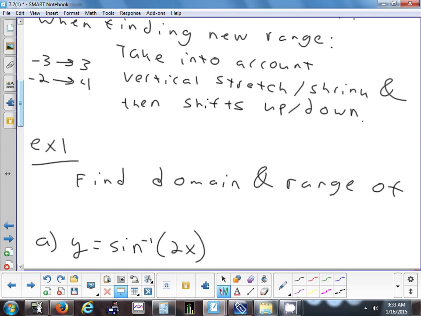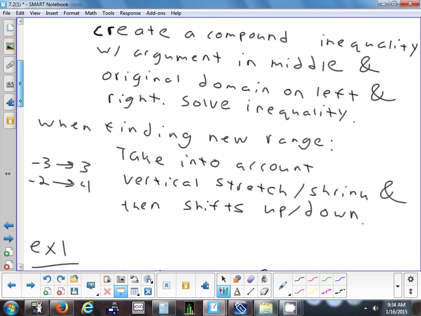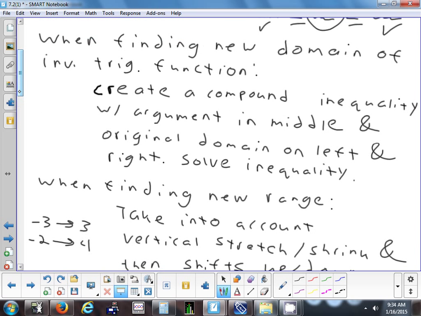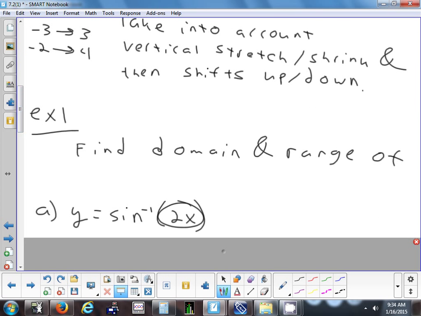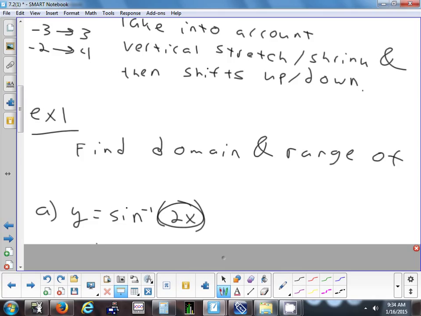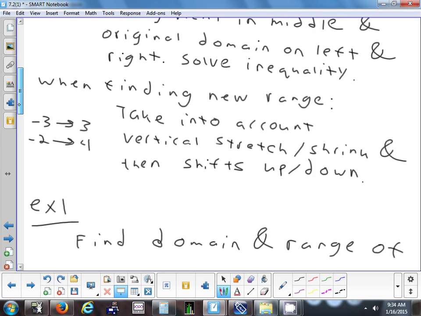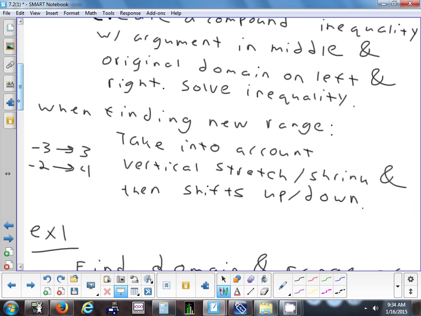Okay, so I don't want to sketch it. All I want to do here is find the new domain and range. Okay, so step 1, find the domain. Create a compound inequality, put the argument in the middle. That's the argument, 2x. Put the original domain on the left and on the right.